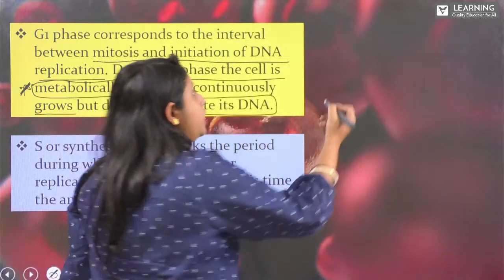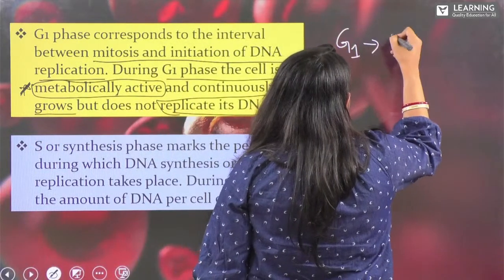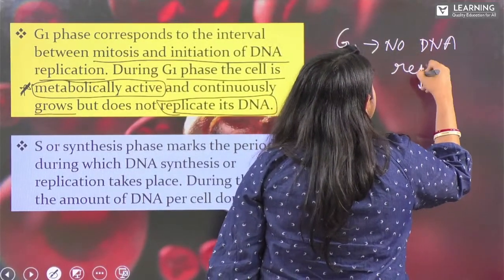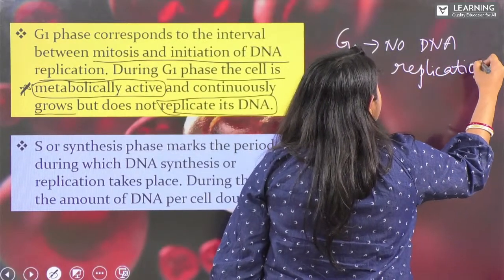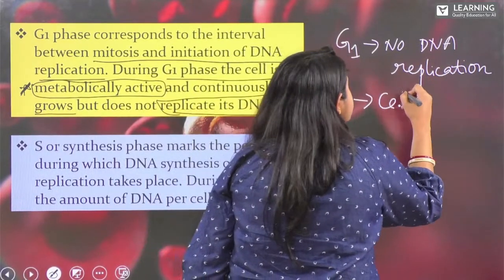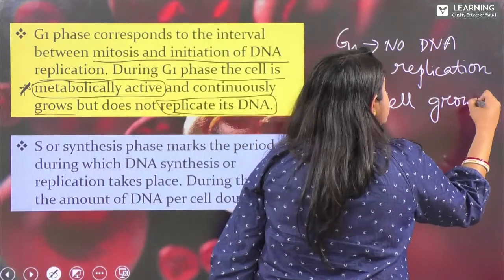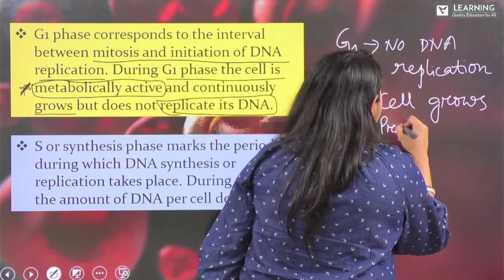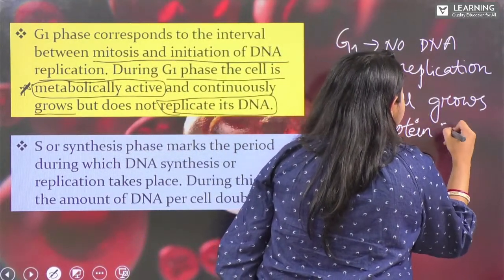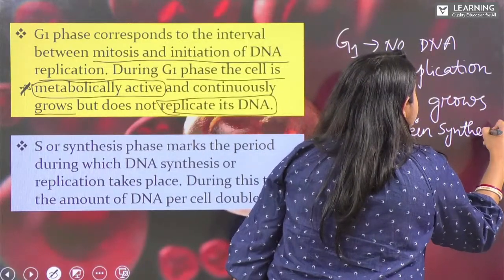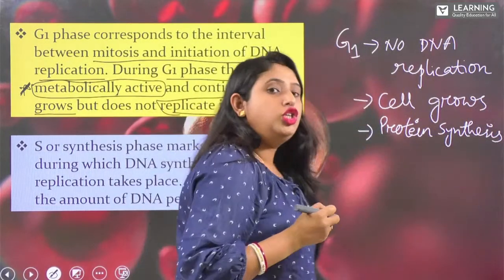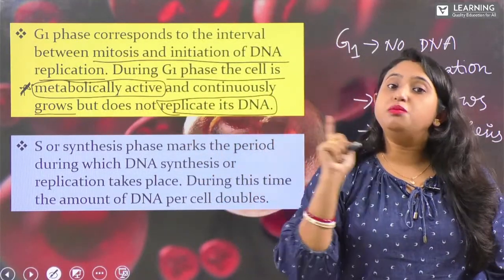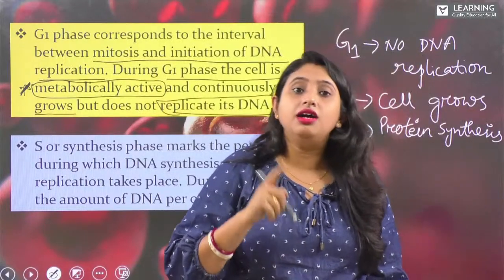No, right? So in the G1 phase, there is no DNA replication. What happens in the G1 phase? The cell grows, in size and in number. Protein synthesis also takes place here in the G1 phase, which lies between the mitosis, that is anaphase, and the S phase.